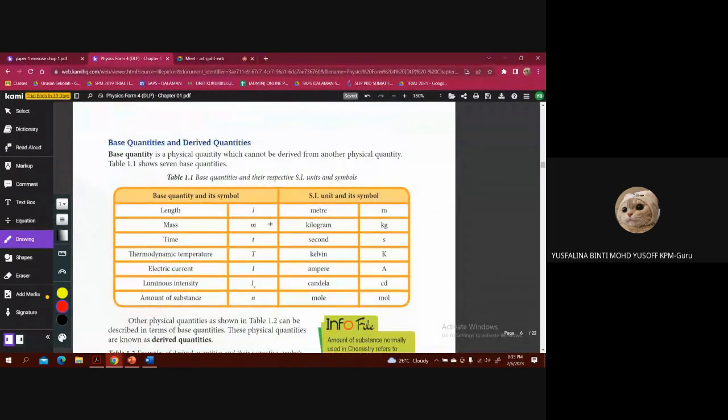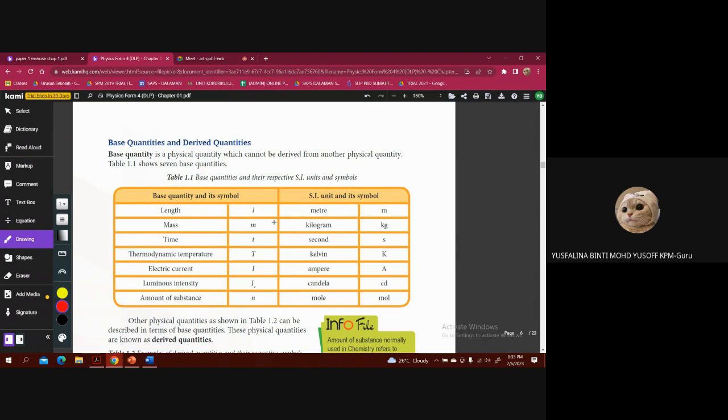This is the base quantity and the derived quantity. So what is the difference? A base quantity is one that you cannot derive any further. For example, length, meter, is a base quantity. You cannot derive length; it cannot be derived from another physical quantity.